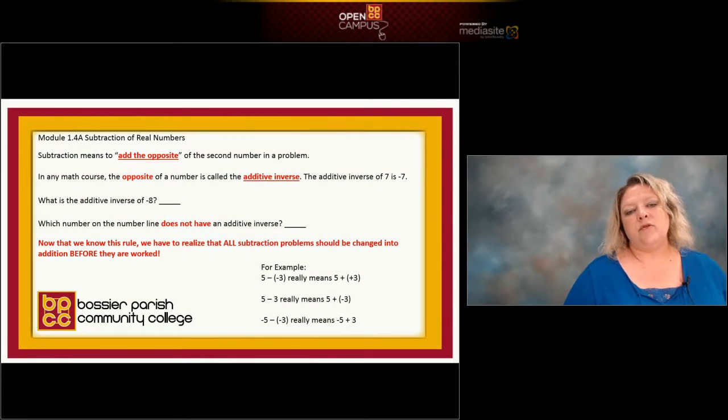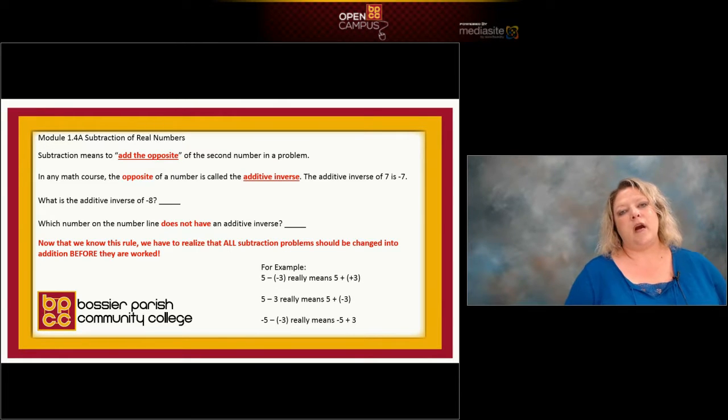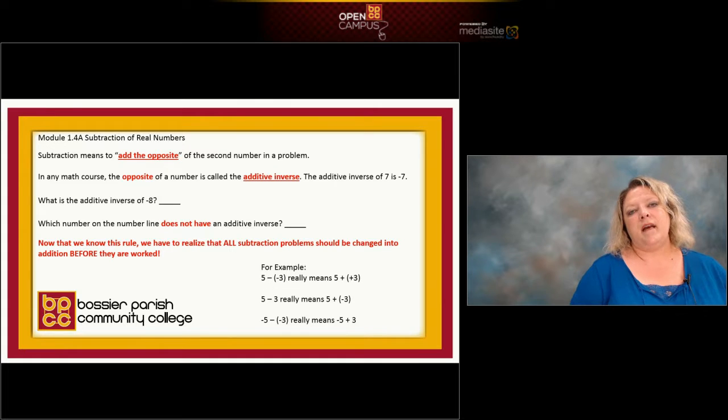Hi, in Module 1.4a today, we're going to subtract real numbers. But before we do that, let's talk about a little bit of vocabulary. So subtraction, what does that mean? That operation means to add the opposite of the second number in a problem.